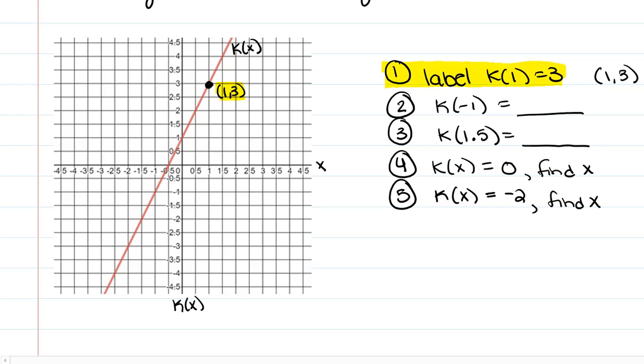Let's take a look at number 2. So we're going to find k of negative 1. So that's telling us that x is negative 1. So on my x-axis, I'm going to go find negative 1, which I see right here. But I have to find the point on the graph where x is negative 1. It just so happens that y is also negative 1. So my answer here is negative 1.